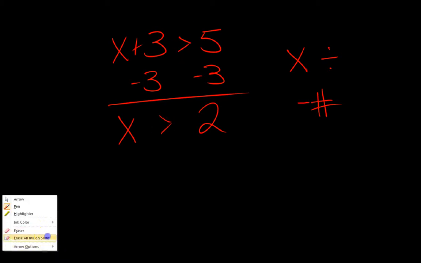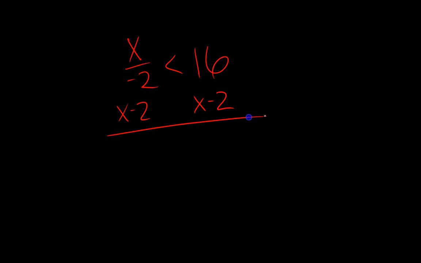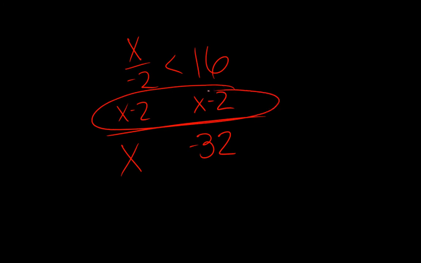Let's try another one. Let's try x over negative 2 is less than 16. Here I'm dividing, so to cancel it out, I'm going to multiply both sides by negative 2. Don't forget that negative sign. X is equal to negative 32. And here I am multiplying by a negative number, therefore I'm going to switch the sign.